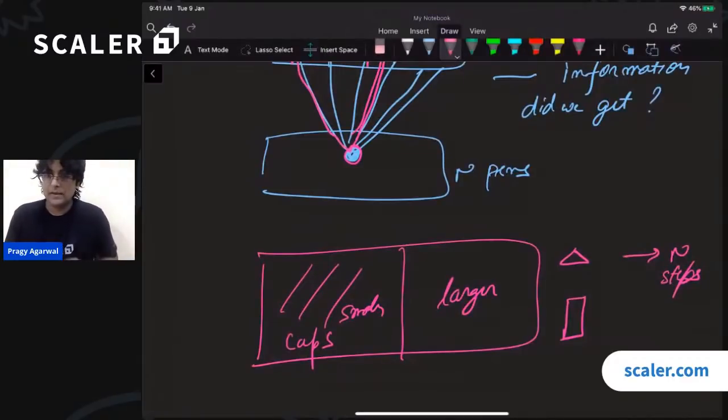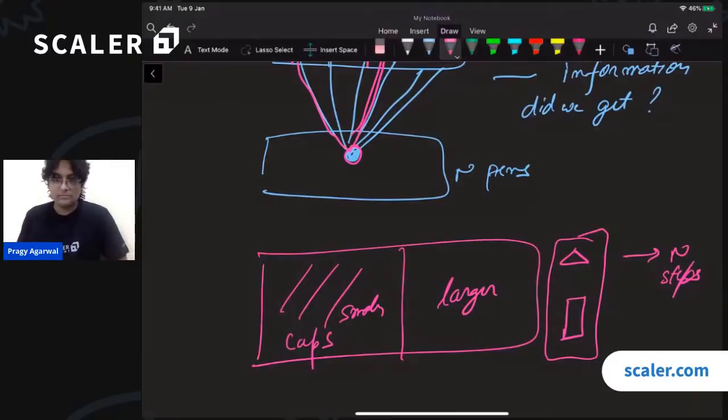Is that clear? First of all, is that clear? That this is not the only information I get. I also get information about which caps are smaller and which caps are larger. Okay? Cool. Now, how can we utilize this information to improve the time complexity of our particular problem? So earlier the time complexity, when we were just using this information, was order of n squared. Now we would also like to use this information and see if somehow we can reduce the time complexity. Okay.